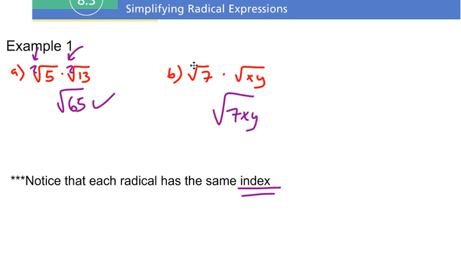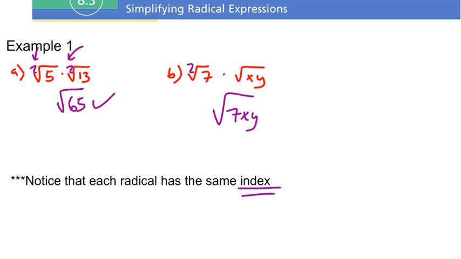You don't really need to know these definitions, but just so you know, these little small numbers are called the index. And the number that's inside or underneath the radical is called the radicand. So xy would be known as the radicand, 7 is the radicand, and this 2 right here is the index. Let's go ahead and move on to example number 2.